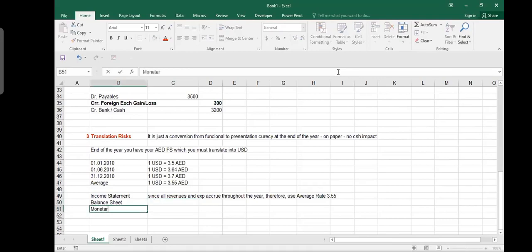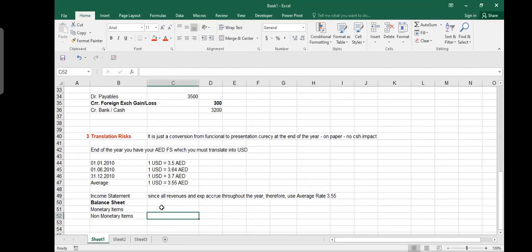On the balance sheet, you have monetary items and non-monetary items. Monetary items are related to cash, which are going to be monetized, where you receive or pay cash. Monetary items: you have receivables, payables, inventories, other current assets and other current liabilities. Any type of current asset or current liability. These are your monetary items. And non-monetary items are your non-current assets.